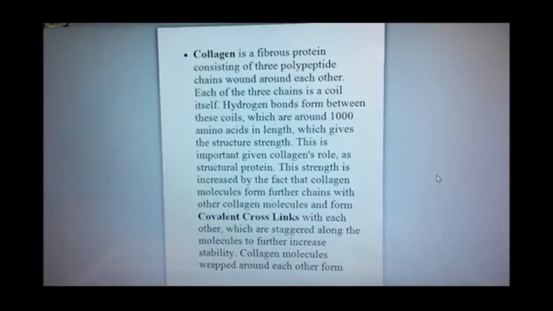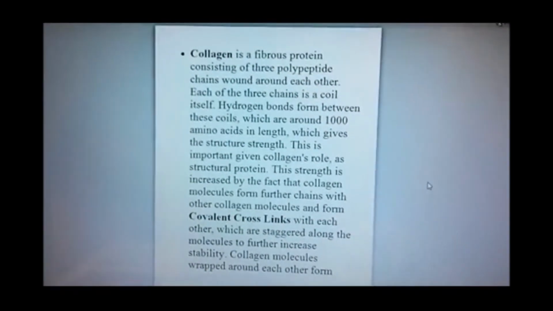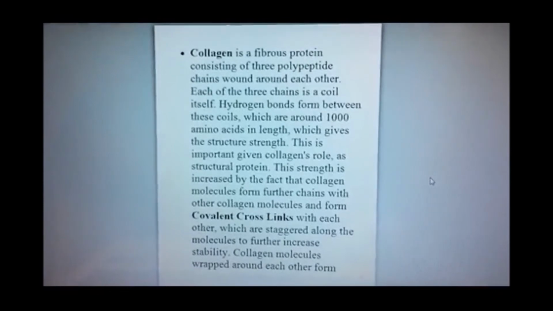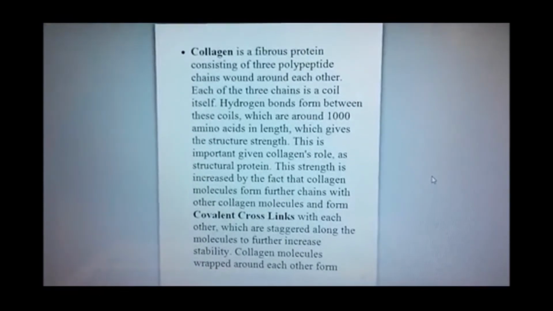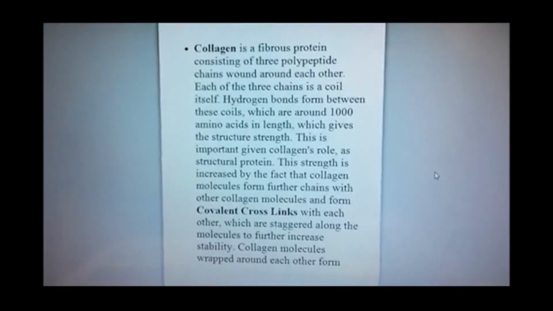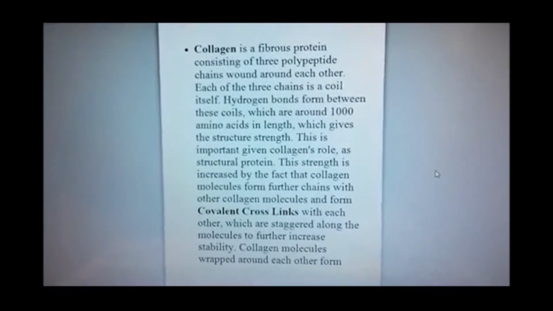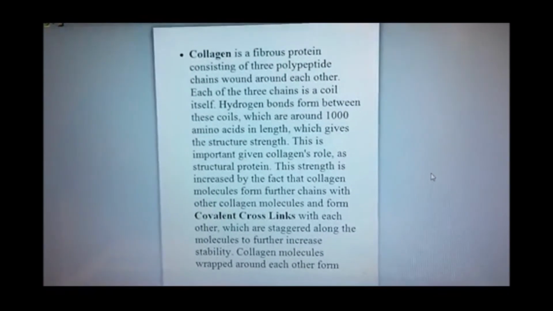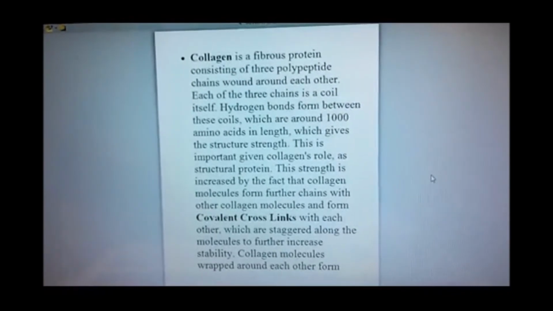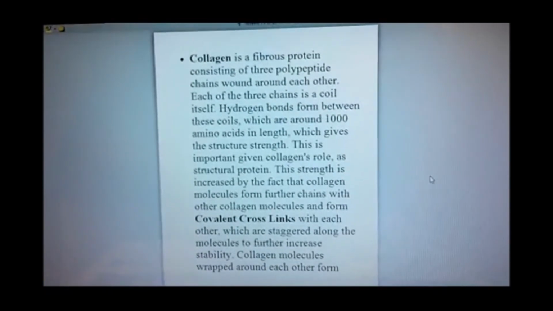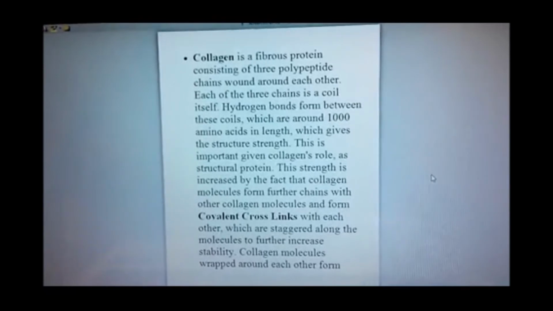Collagen is a fibrous protein consisting of three polypeptide chains wound around each other. Each of the three chains is a coil itself. Hydrogen bonds form between these coils, which are around 1,000 amino acids in length, which give the structural strength. This is important given collagen's role as a structural protein.